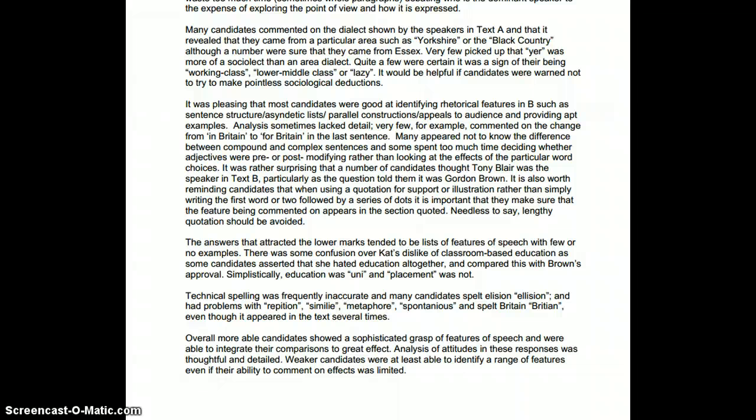Okay, so it was pleasing that most candidates were good at identifying rhetorical features in B, such as sentence structure, asyndetic lists, parallel constructions, appeals to audience, and providing apt examples. Analysis sometimes lacked detail, okay, be very careful of this. Very few, for example, commented on the change from "in Britain" to "for Britain" in the last sentence. Many appeared not to know the difference between compound and complex sentences. Take a look at the sentence help sheet from last unit if you're unsure which is which.